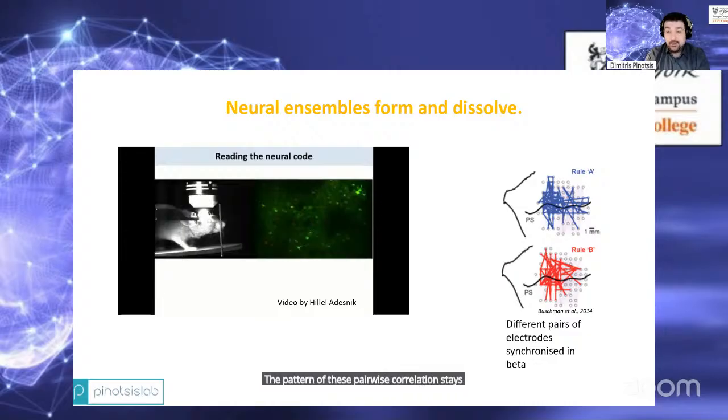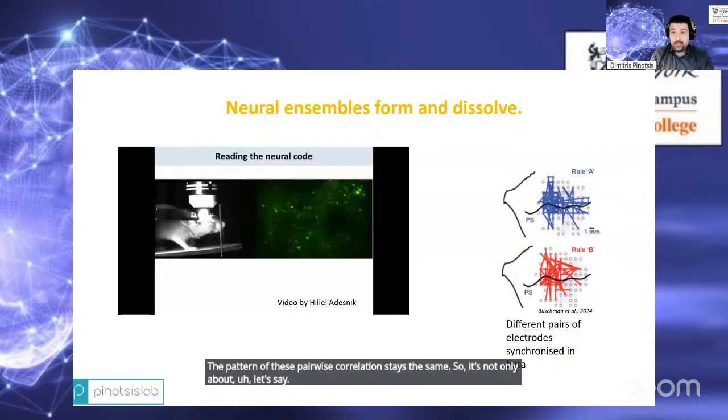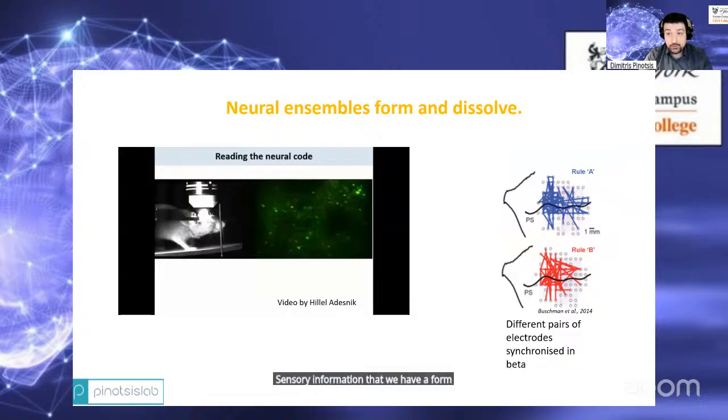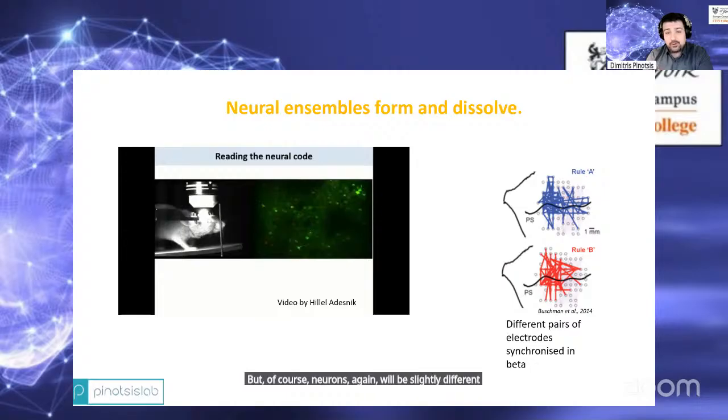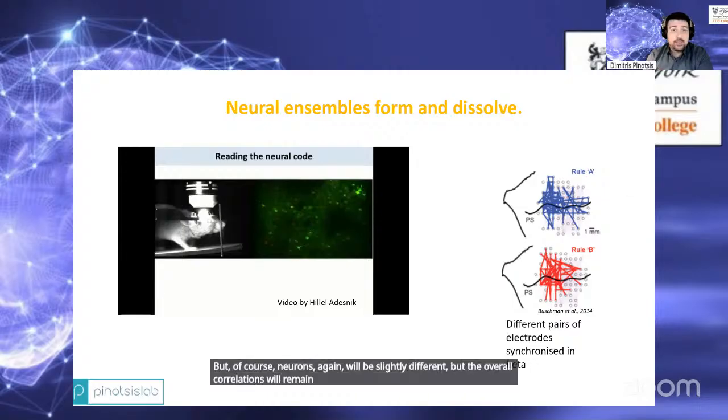So it's not only about, let's say, sensory information that we have a formation of ensembles. The same neurons will fire together when the monkey uses even an abstract concept like a rule. So for each trial, we'll have more or less the same pattern. But of course, neurons again will be slightly different, but the overall correlations will remain sort of stable.